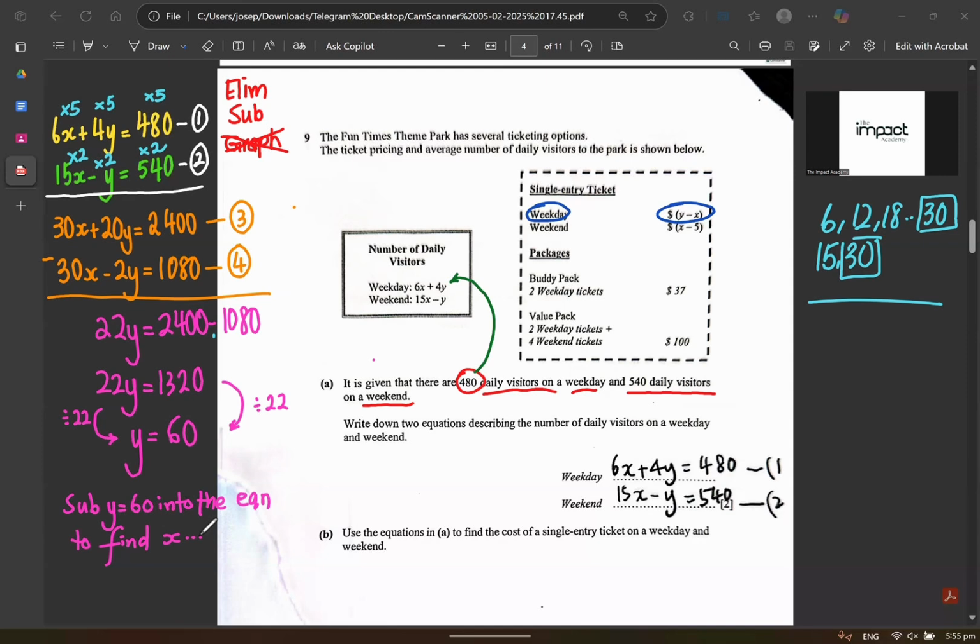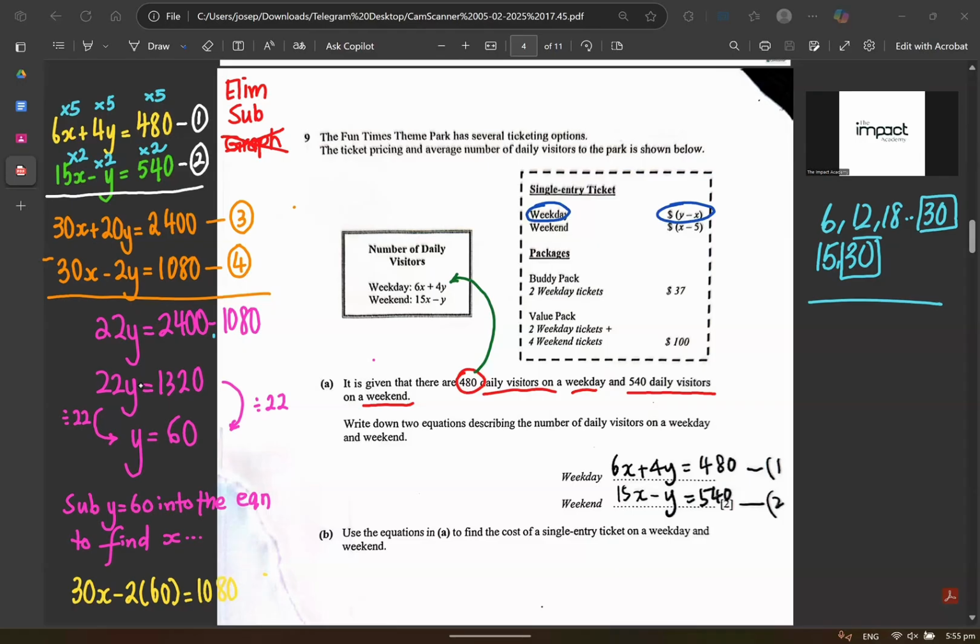How do you sub? You're going to sub into which equation? I tell my students to find the easiest equation. Which is the easiest equation in this situation? Equation number 4. I agree with you. You're going to say 30x minus 2, sorry, not 20, I meant 2. Equation 4 is correct. 2 bracket 60 equals 1,080. Can you understand or don't understand?